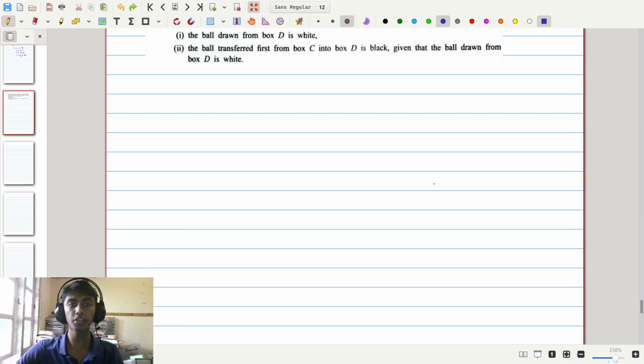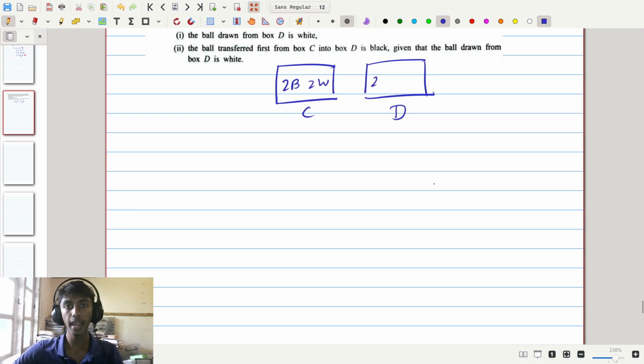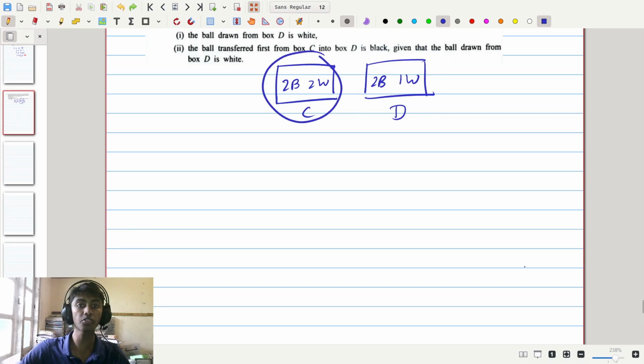Considering the situations that we could have, we initially have two boxes, box C and box D, where box C had 2 black balls and 2 white balls, and box D had 2 black balls and 1 white ball. From this initial condition, we are going to draw a tree diagram of all the possible different things that could happen. The first thing we do is take a random ball from box C into box D. Then we take a random ball from box D into box C, and finally we take another random ball from box D.